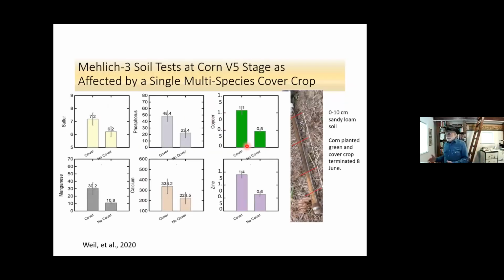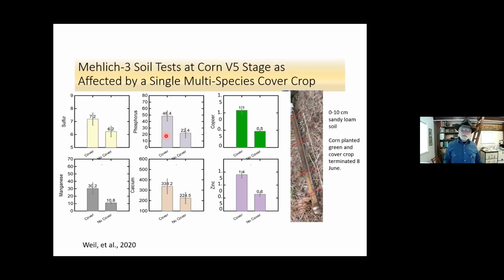Then we came in about 2 months after termination and sampled the soil. This was at the time that you normally do a PSNT. It was in late-ish June. And enough of these nutrients had already been released so that the Mehlich soil test was picking them up. We had a significant increase in sulfur. This is still fairly low in sulfur, but it was a significant increase. A major increase here in phosphorus.